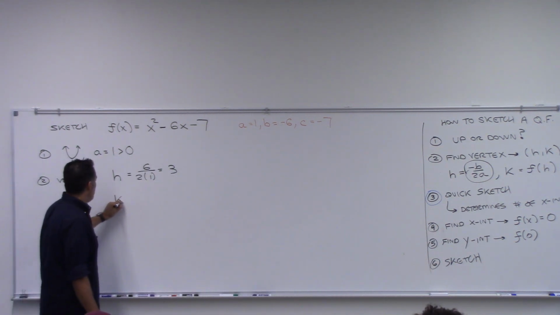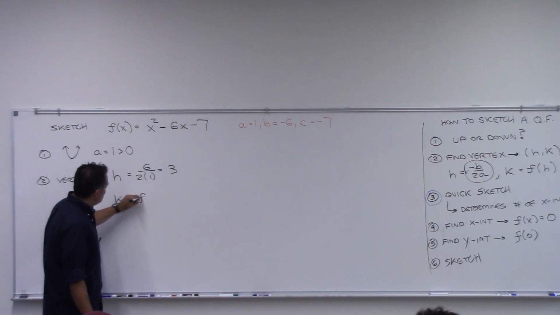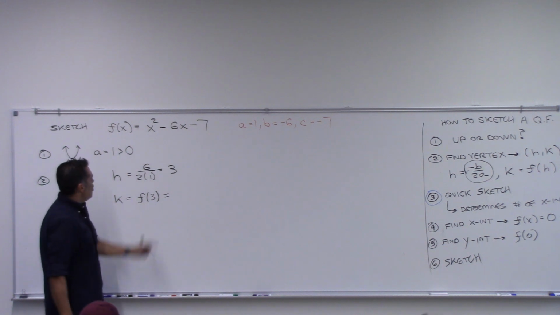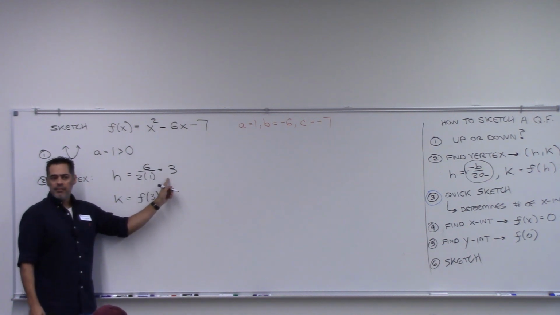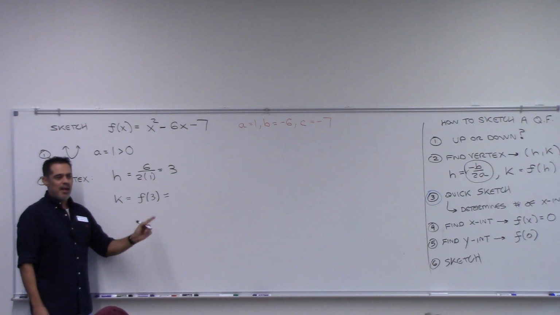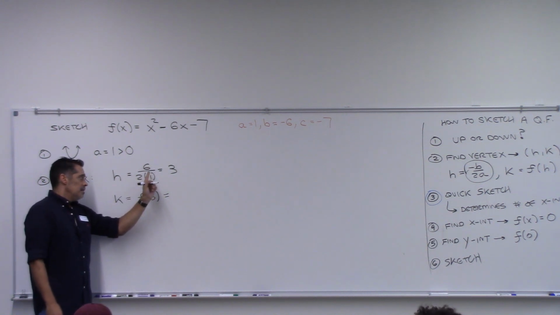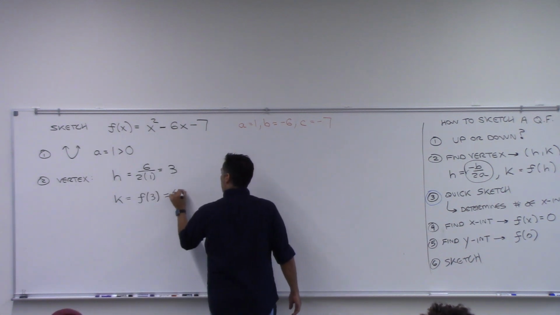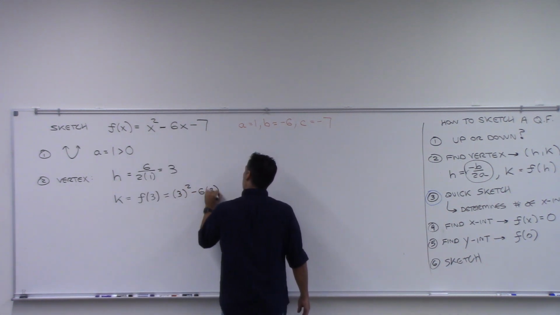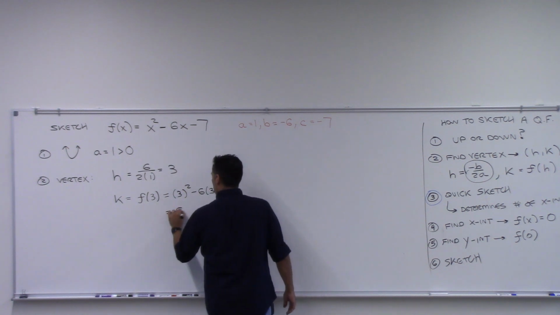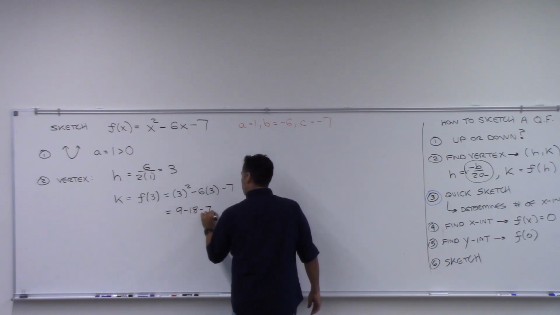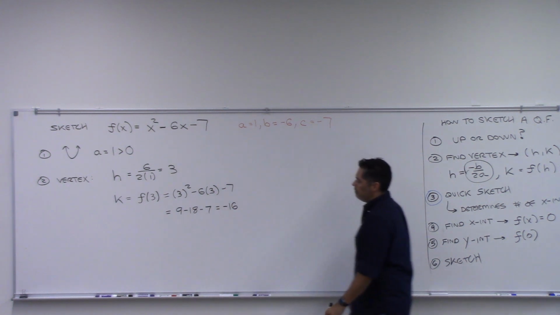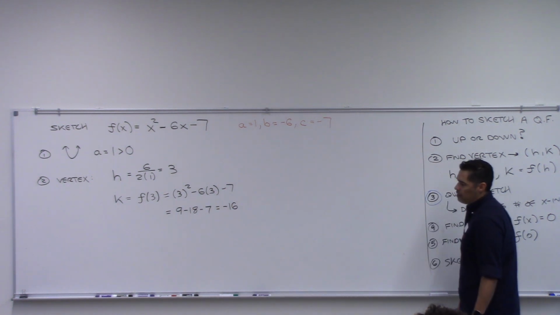All right, now we need k. How do we get k? We take that answer, 3, and plug it into that function. So what happens if you get h wrong? K's wrong then, right? You're going to mess up k. So h is real important because if you don't get h, k is not going to happen. Okay, now plugging in. 3 squared minus 6 times 3 minus 7. 9 minus 18 minus 7. Negative 16. Is that all right?